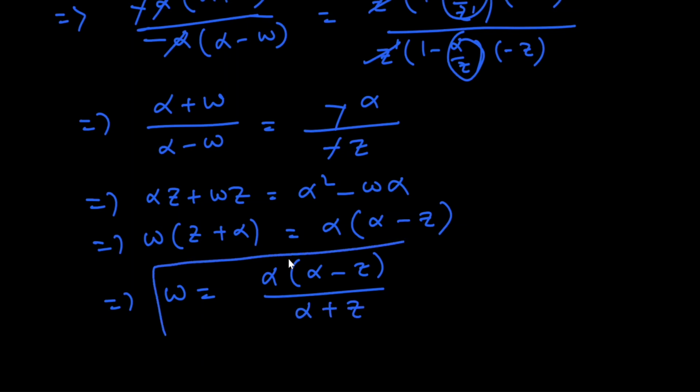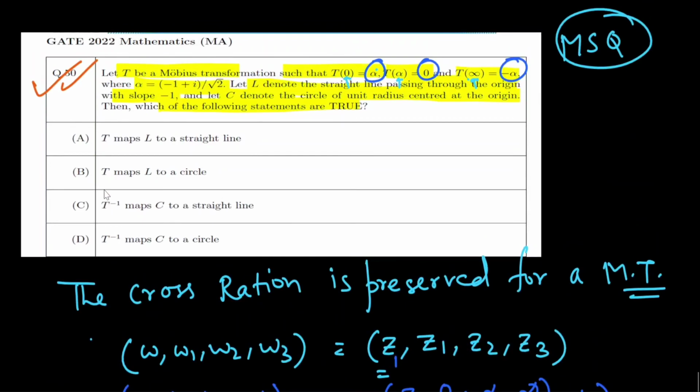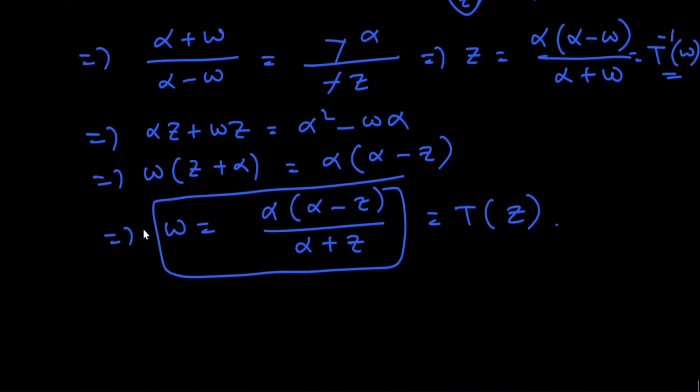So this is the linear transformation equal to T of Z, and from this we can write Z equal to alpha into alpha minus W by alpha plus W, which is equal to T inverse of W. So we get two transformations, since here in the options T inverse and T, both the transformations are included, and we know that if T is a bilinear transformation, then T inverse is also a bilinear transformation.